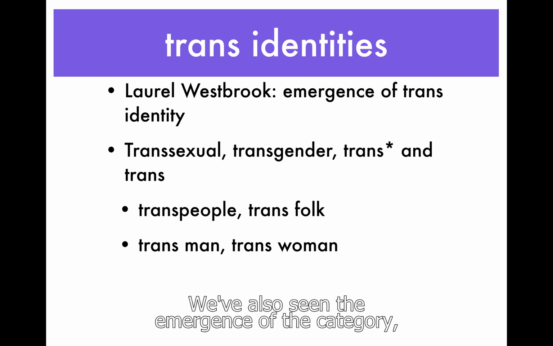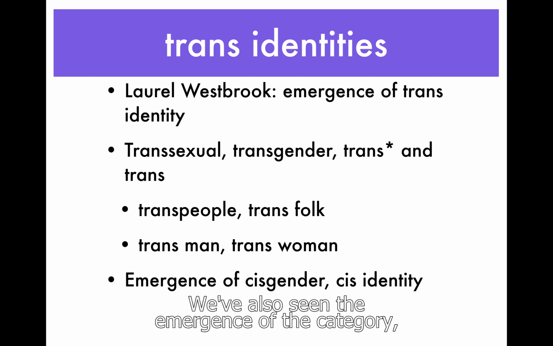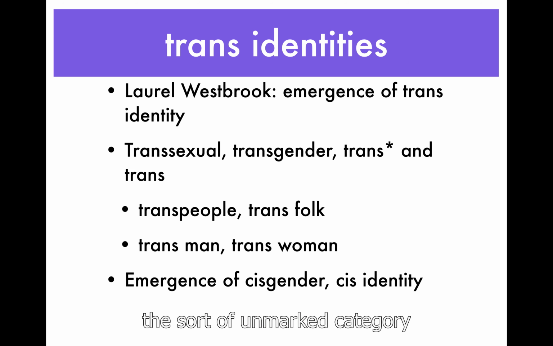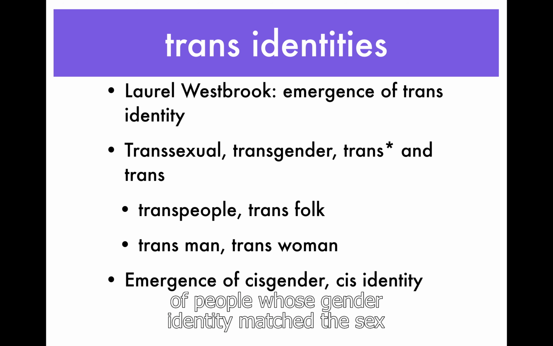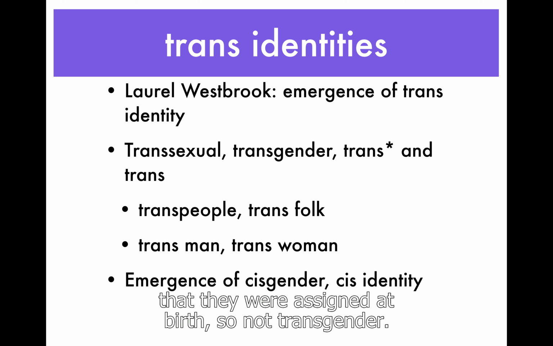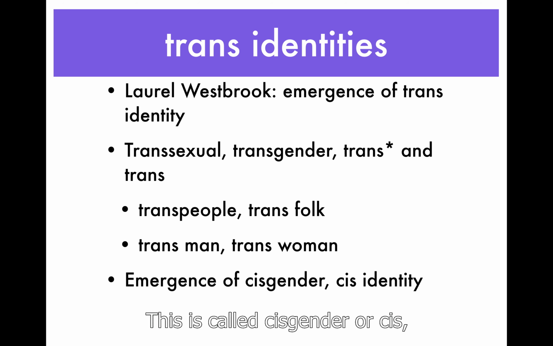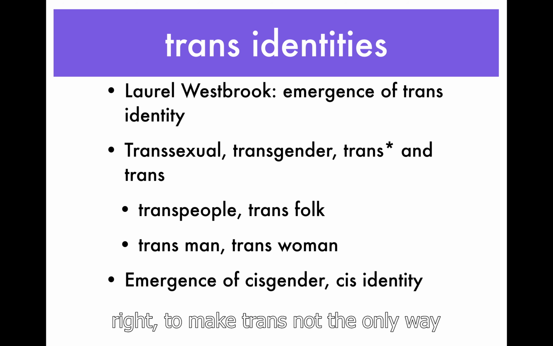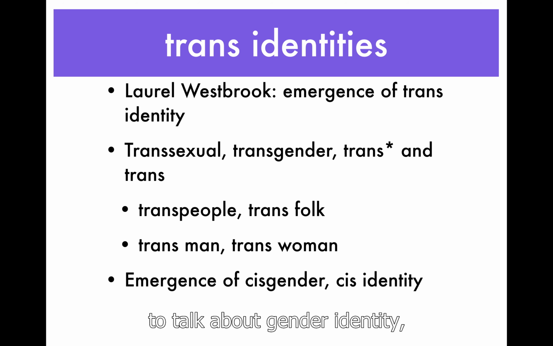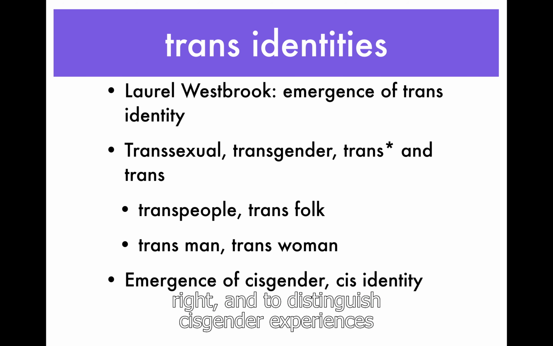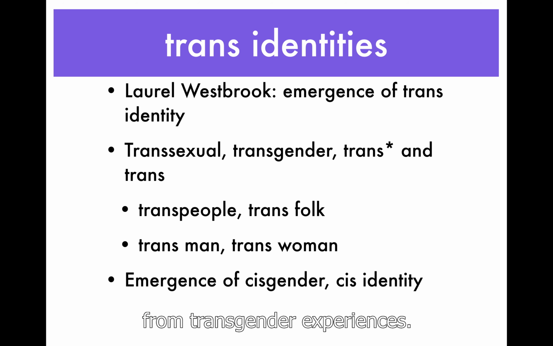We've also seen the emergence of the category, the sort of unmarked category of people whose gender identity matched the sex that they were assigned at birth, so not transgender. This is called cisgender or cis, and this identity emerged later, right, to make trans not the only way to talk about gender identity, right, and to distinguish cisgender experiences from transgender experiences.